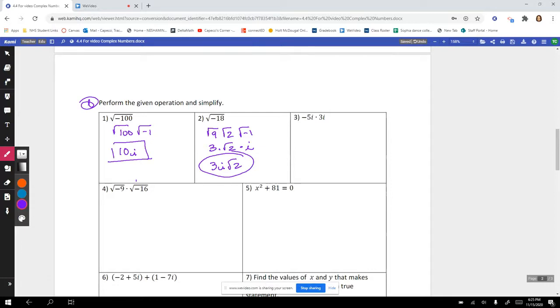All right, number 3. I have -5 times 3 gives me -15. i times i gives me i squared. Now remember, i squared is equal to -1. So this gives me -15 times -1, which gives me +15.